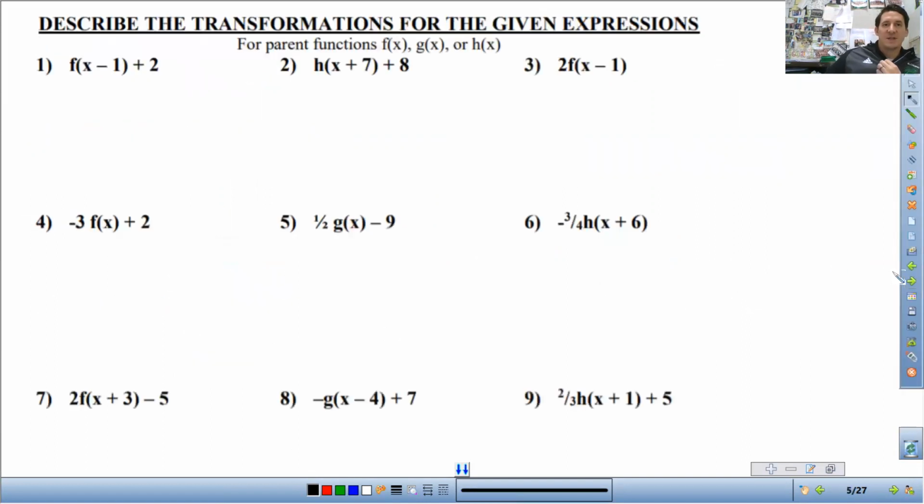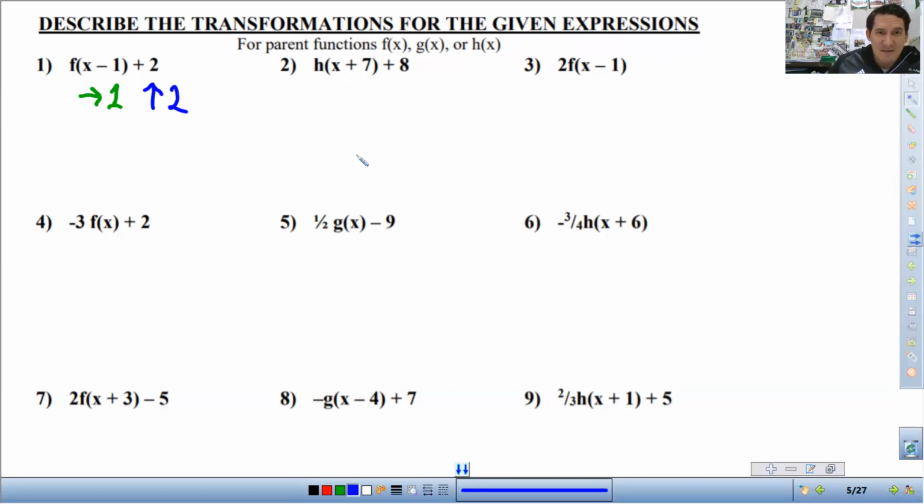Right. So let's just look at the parent function. What do each of these do? So just step by step, you look. Inside, you're subtracting, so that's going to be a shift to the right 1. And then we are adding 2, so that's a shift up 2. All right. And so that's really just all you need to do. We'll do a few of these.